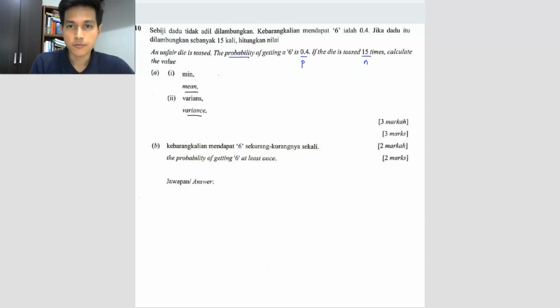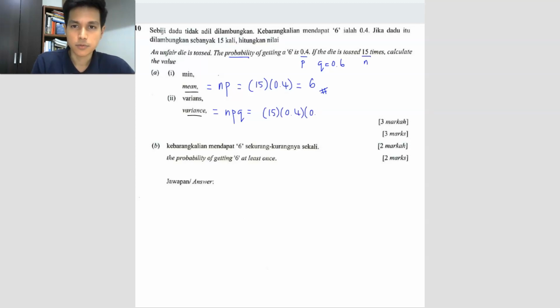So if p is 0.4, what is q? q is 0.6. So they ask for mean, right? So mean is equal to np, where n is 15, p is 0.4. So you should get your answer, 6. Variance formula is npq. n is 15, p is 0.4, q is 0.6. You should get your answer, 3.6.